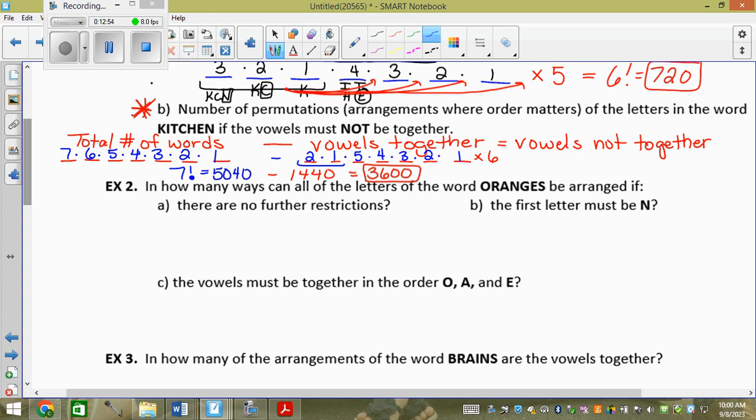I know it sounds like intentional blanks. It would be 1 in the first blank, O, 1 in the second blank, A, 1 in the third blank, E. That's the only way it would change if it said in the order. You would just end up with these put together, 1, 1, 1. Right? How many letters would be left? Orange just has 7 letters. How many letters are left? 4. 4, 3, 2, 1, and then done. Does it say O-A-E have to be together at the front? No. So am I done? No. How many places could I move it? 5.